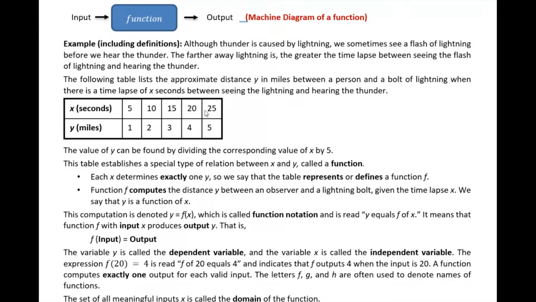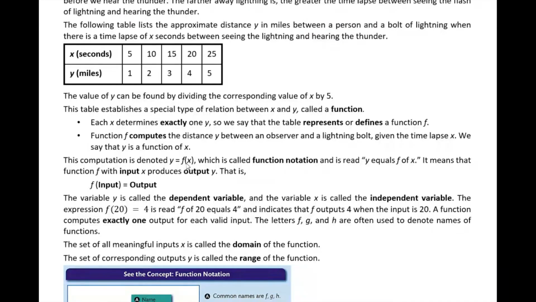You have inputs. You determine the number of seconds that it takes to hear the thunder, and then according to that you determine the number of miles that you're away from the lightning. We call this a function: for each input you have exactly one output. As you can see, to get the output, you divide the input by 5. We write it in the form y equals f of x.